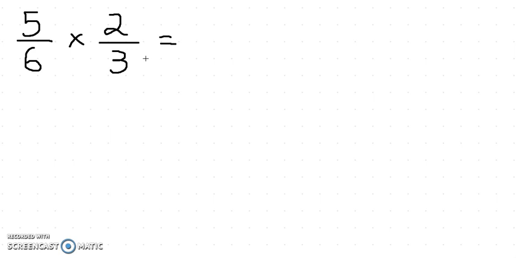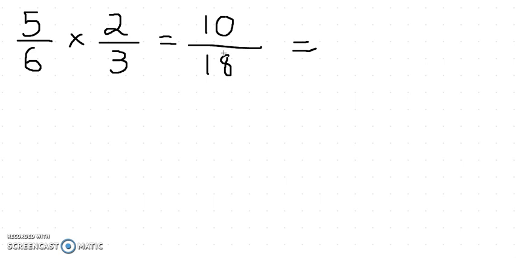So 5 times 2 is 10, and 6 times 3 is 18. Alright, so it's going to be 10/18. Now again, we have to try to find a number that goes into both 10 and 18. So, again, we can see that the answer is definitely going to be 2, because 3 doesn't, so 1 goes into it, 2 goes into it, 3 doesn't go into both of them.